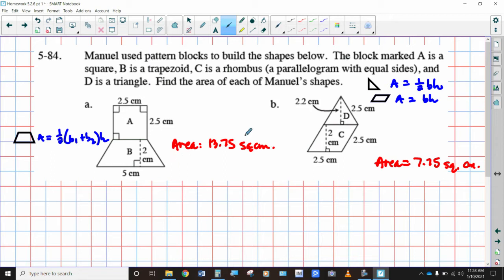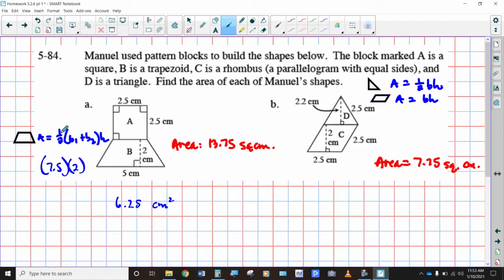put them together. So for instance, 2.5 times 2.5 is 6.25. That's going to be the number of square units to fill up this square. This trapezoid, we're going to have to do a little bit more work. So we know that's 2.5. That's 5. So the total sum is 7.5. And then height would be 2.